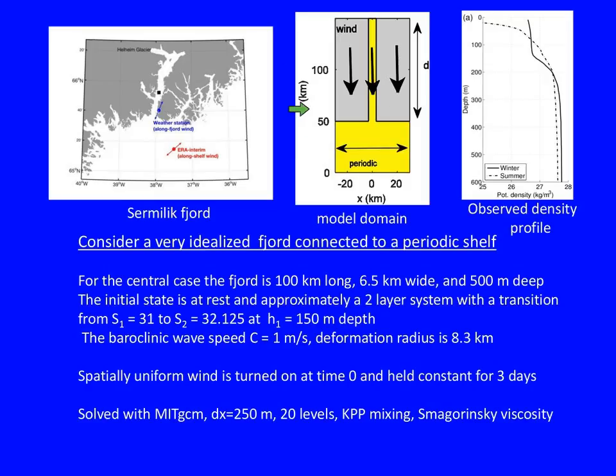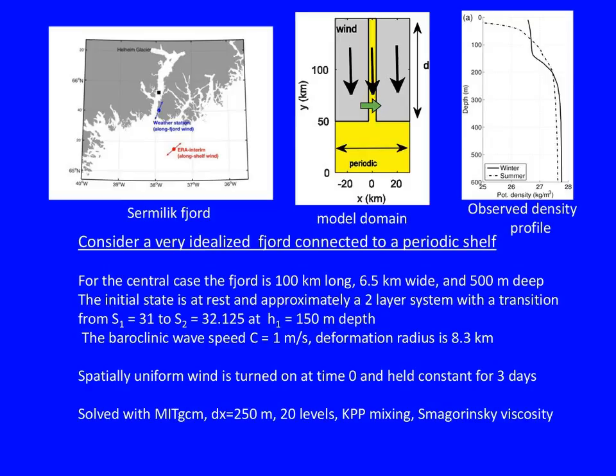This is my model version of a fjord. It's periodic in this direction. There's a long, narrow channel here that's a fjord. It's a flat bottom, and I'm starting at rest with an approximation of a 2-layer system. So this is intended to represent winter-like conditions. This curve on the right, this solid line, that's a profile of potential density as a function of depth taken from that mooring. And you see it's approximately a 2-layer system with a transition at about 150 meters depth.